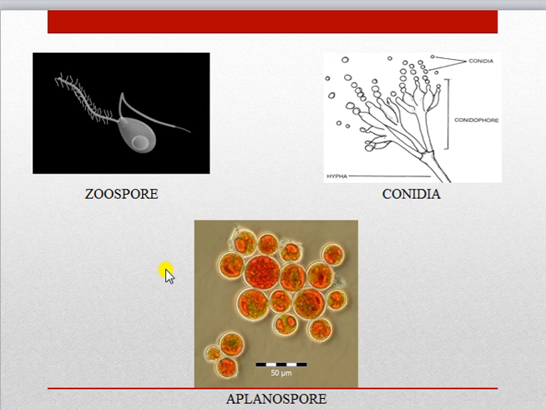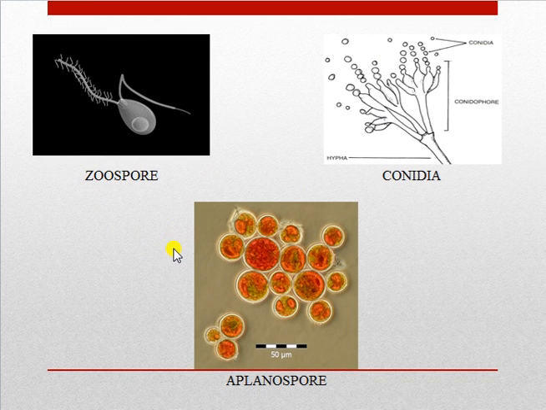In the next slide you can see properly the three kinds of spore structures. First one is the zoospore. In the zoospore structure you can see that it is a motile spore. Motile flagella are there, and for that reason it can show motility. In the case of Conidia, you can see these small spores which are commonly known as Conidia, and these are growing within some sac-like structures, which are known as conidiophores.